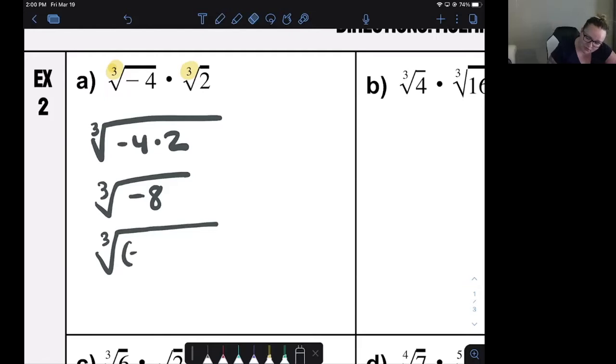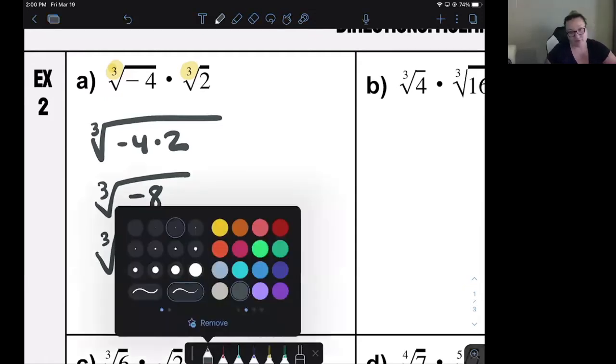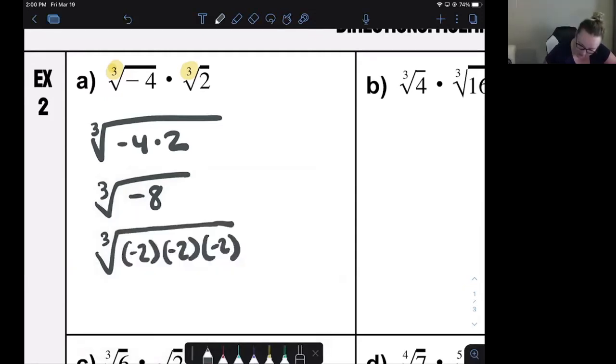So notice when your index is odd, you can take the root of a negative number, unlike when we were square rooting, and then we would use imaginary numbers. But because we're dealing with an odd index, we don't have to use imaginary numbers, because -2 times -2 is 4 times -2 is -8. So I've got a group of 3 -2's. I'm going to bring that out in front of my radical, and my final answer is -2.